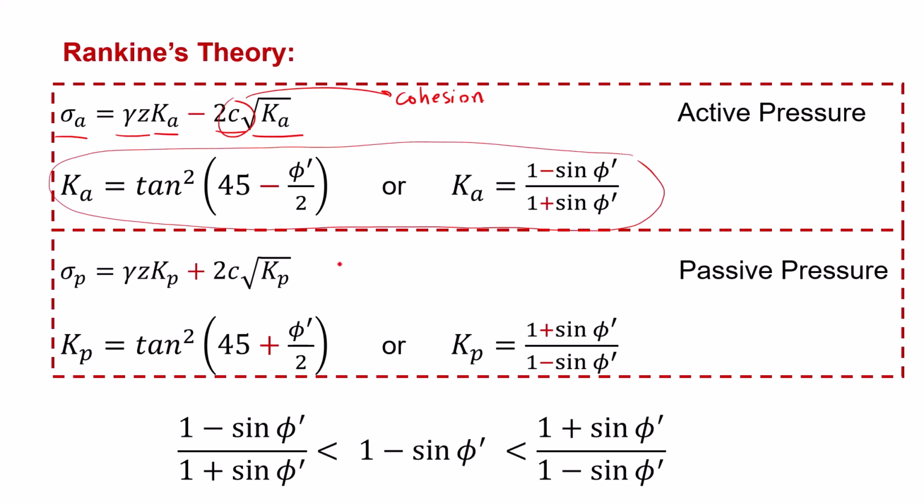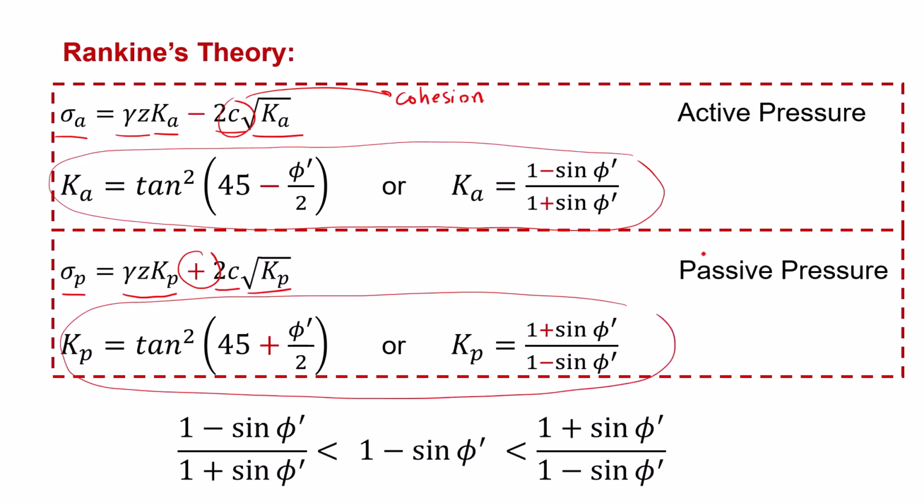For the passive lateral stress at a depth Z, the formula becomes sigma P equals gamma Z Kp plus 2 times C square root of Kp. Note that the sign before the cohesion term is positive here, unlike the active case. The coefficient Kp, or the passive earth pressure coefficient, is given by these two formulas here. And as you can see, Kp is the reciprocal of Ka, or Kp is equal to 1 divided by Ka.